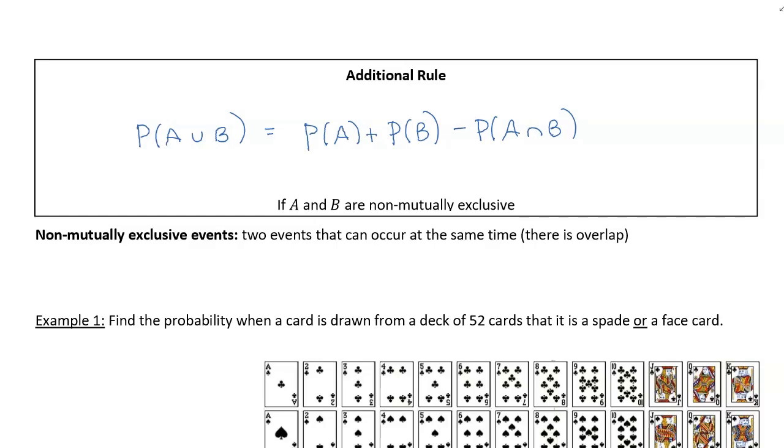We have learned the addition rule for probability, and that is that the probability of A or B is going to be the probability of A plus the probability of B minus the intersection. Now, this version of the addition rule is used when we have non-mutually exclusive events. And that's a fancy way of saying we have events that could be in more than one category.